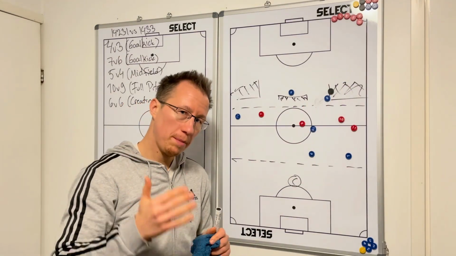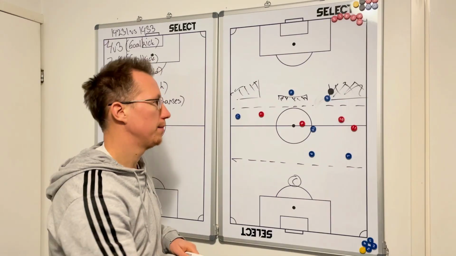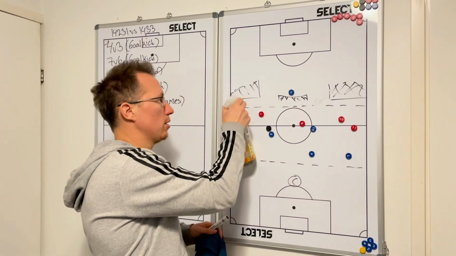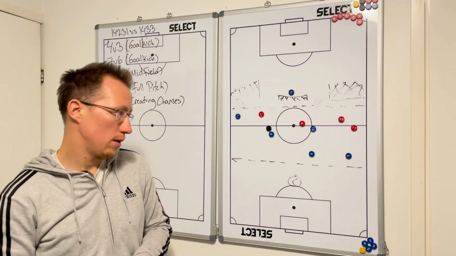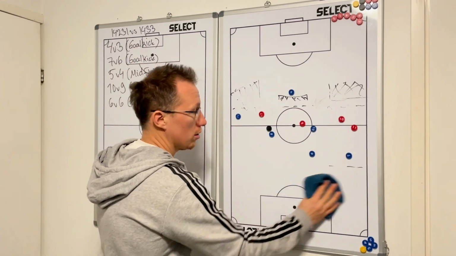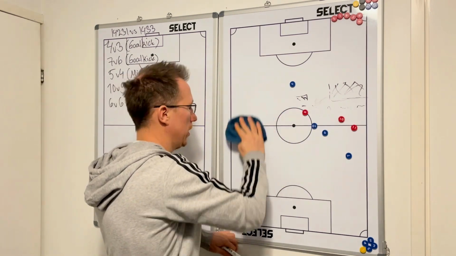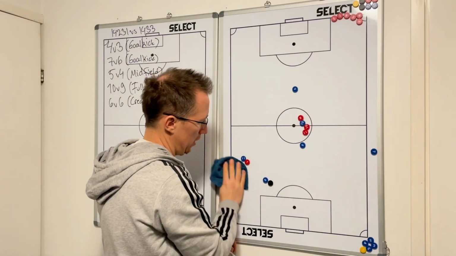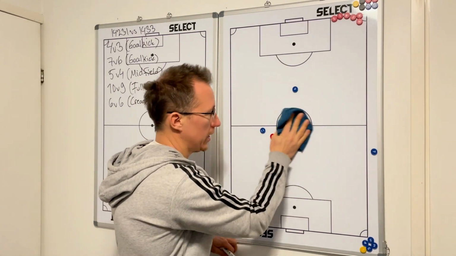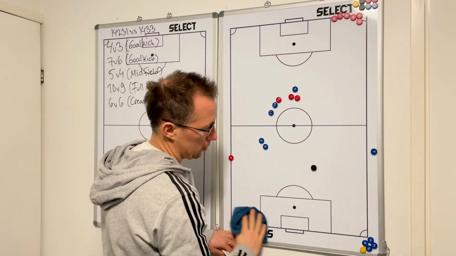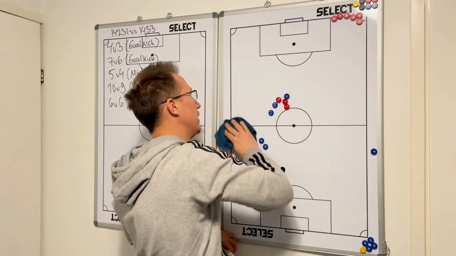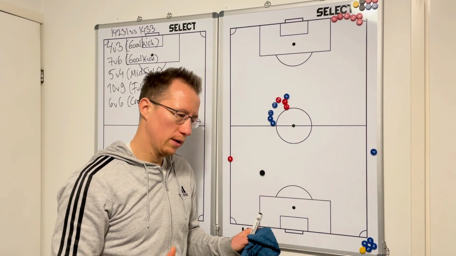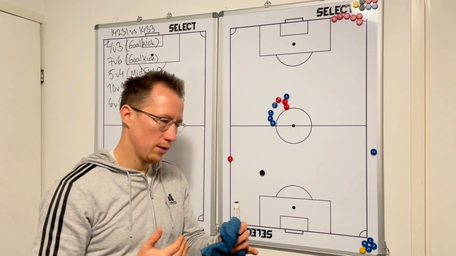Next drill, full pitch, 10 against 9. So we will set our blue team, the formation we use in a game, and for the red team we are also using the same formation as we anticipate to face on Saturday, but we are not going to play 10 against 10, we will play 10 against 9. So we will create -1 for the defending team.